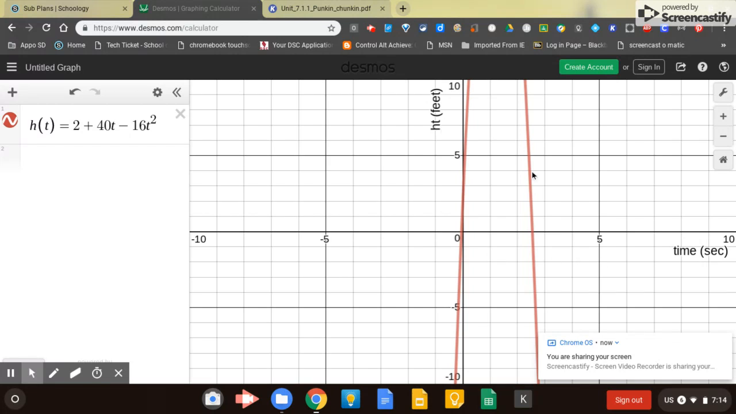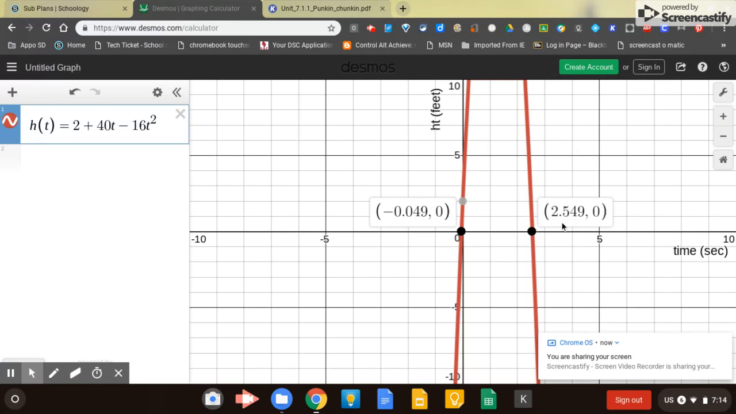So when this ball hits the ground is when the height is back to 0. So that's at this point. Ooh, look at that. Negative seconds. That's another example of an irrelevant solution. It doesn't make sense in this situation. Negative time doesn't make sense.